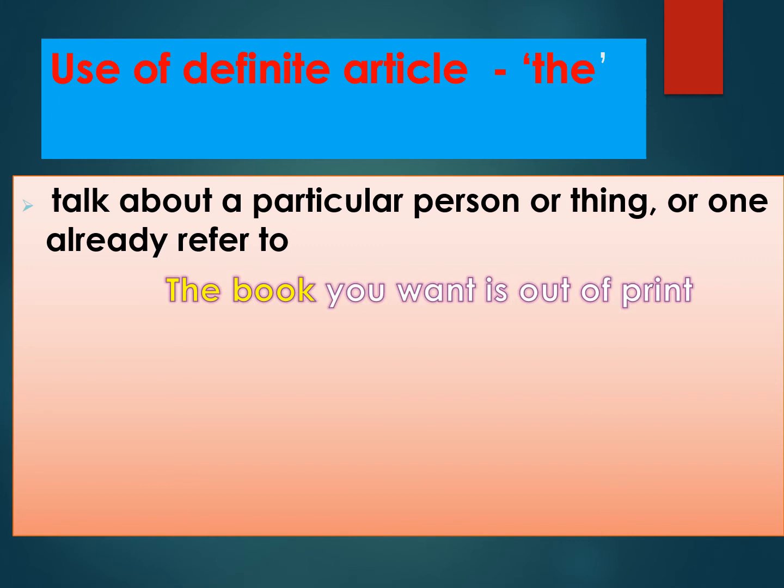Example: the book you want is out of print. Here, which book are you talking about? The one you want. That means you are talking about the particular book. So the definite article the is used before the noun book.